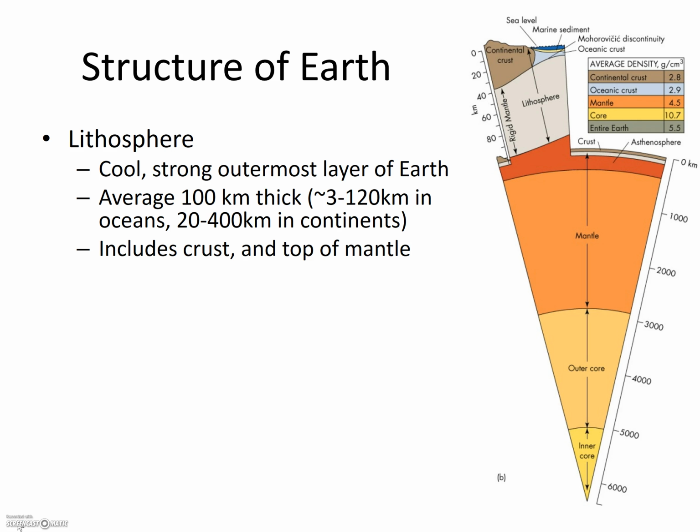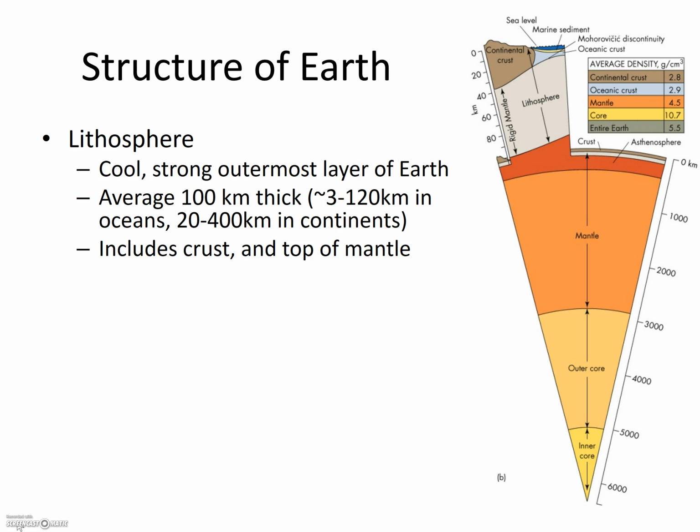The lithosphere and the asthenosphere. Lithos is Greek for stone. The lithosphere is the cool, strong, outermost layer of the Earth. Just like the crust, it is rigid, it is solid. It is thinner under the oceans, about 3 to 120 kilometers thick, and thicker in the continents, 20 to 400 kilometers thick, just like the crust.